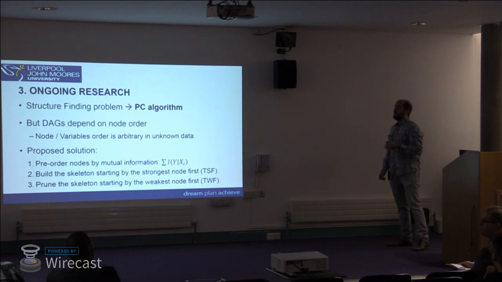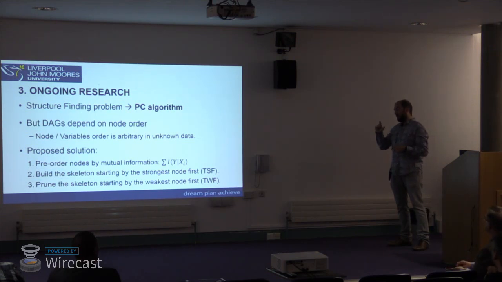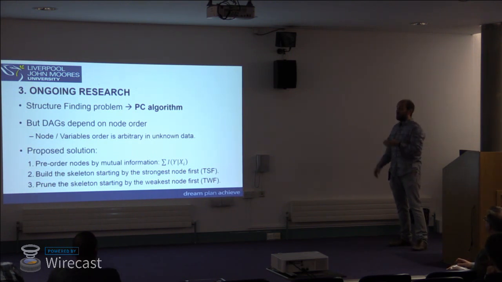The PC algorithm is based on testing conditional independence. It starts with a fully connected graph, and then starts to test pairwise conditional independence. So if you test, for example, two nodes and they pass the conditional independence test, you can cut that edge. So you start with a fully connected graph and test mutual conditional independence for every node, and at the end you should cut every edge between nodes that are independent.